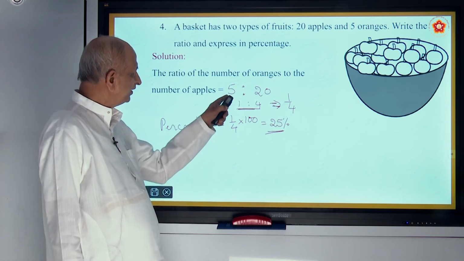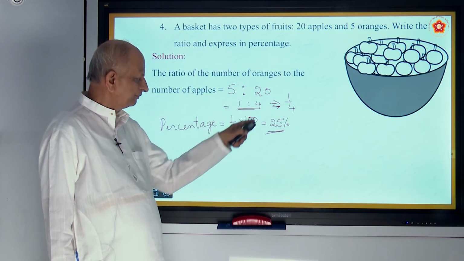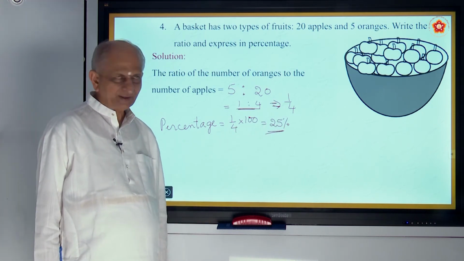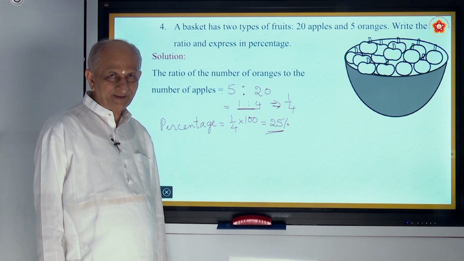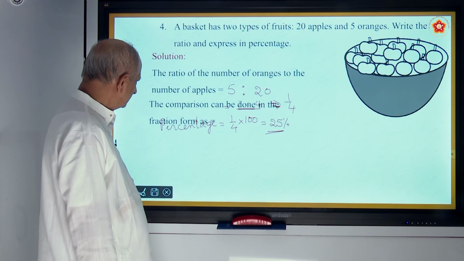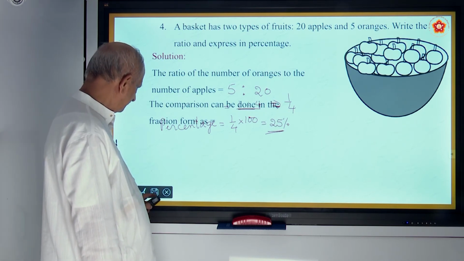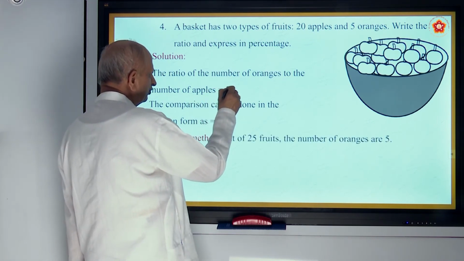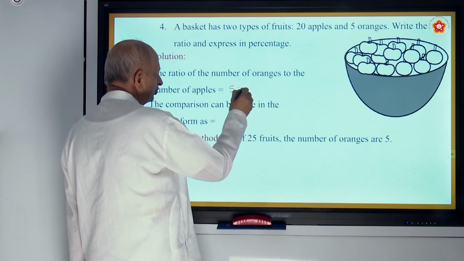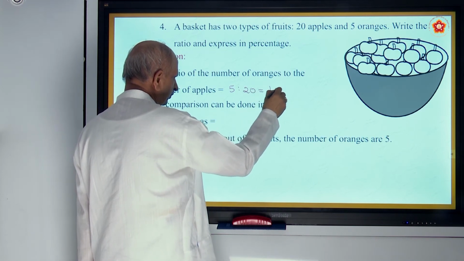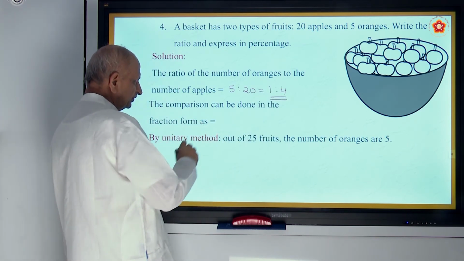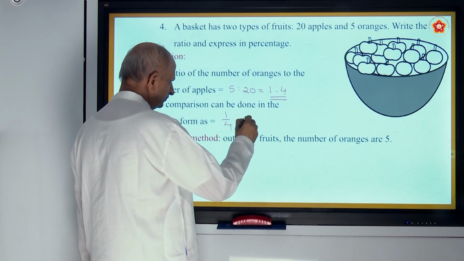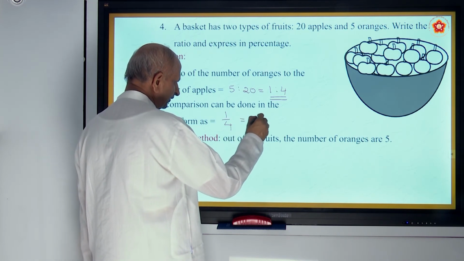Note it, 5 oranges, 20 apples, 1:4. Fraction form is 1/4. Percentage form is 25. Suppose you have decimal form 0.25, correct? So the comparison can be done. So here ratio is 5:20, it is 1:4. First answer. Fraction form 1/4, and percentage form 25%.